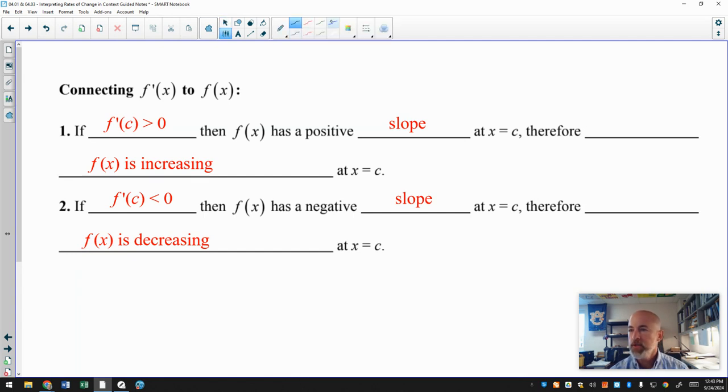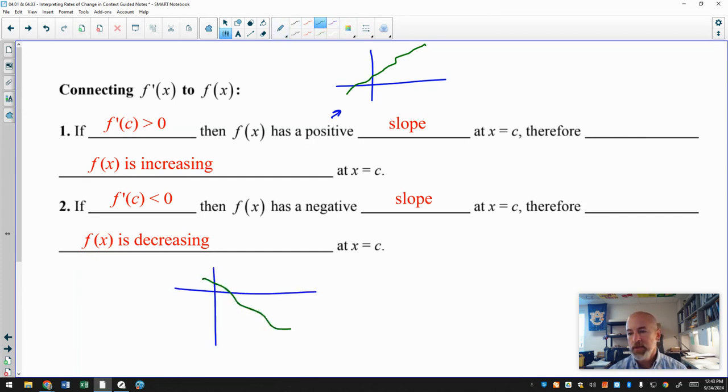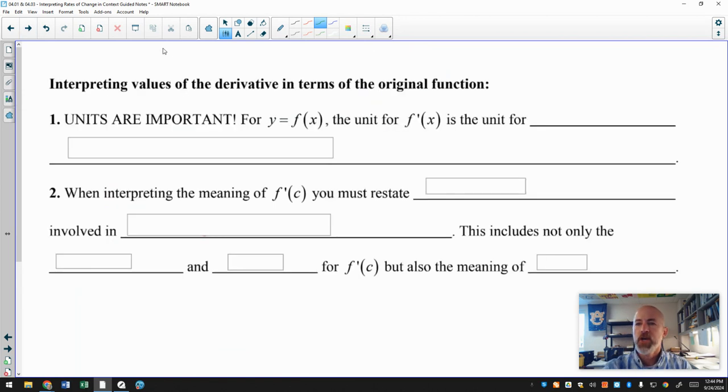And so graphically, we're looking at something like this for number one. A positive slope means that you have an x-axis and a y-axis, and your function is always increasing. And then negative slope means your function will always be decreasing. Now, I don't know how quickly it'll be decreasing, at what rate we're decreasing, but we do know we have a negative slope. So let's go on.